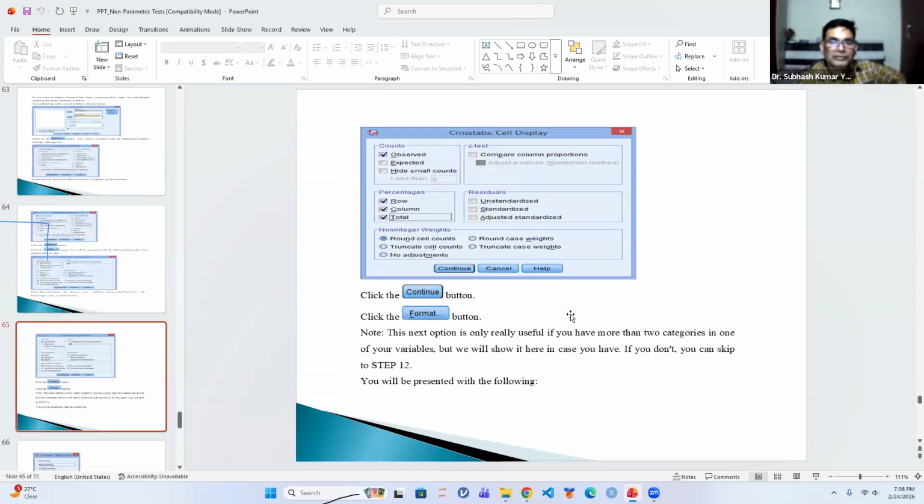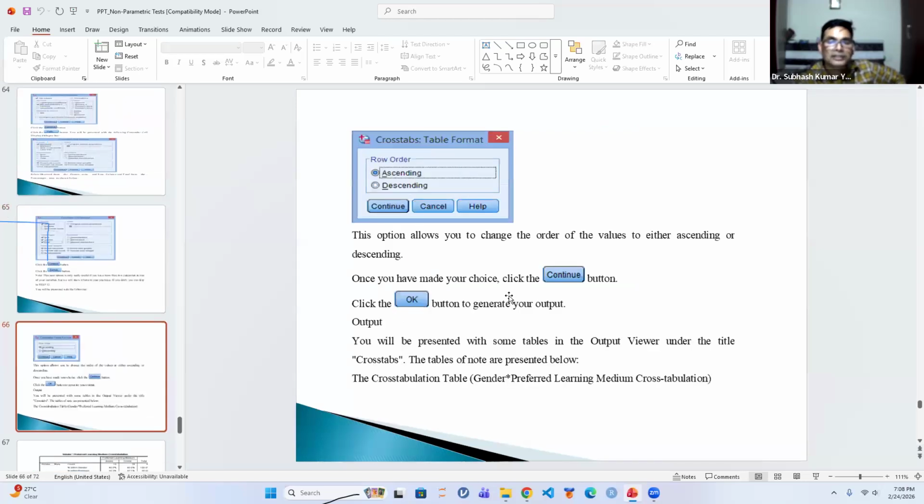Now go to cell frequency. You can see that we are interested in counts of observed values, and also we are interested in putting rows, columns, and totals in percentages. So you can put a tick here in percentages, and just click on continue, and then go for the table format. So it should be in ascending. You can also check for the descending as well and click on continue.